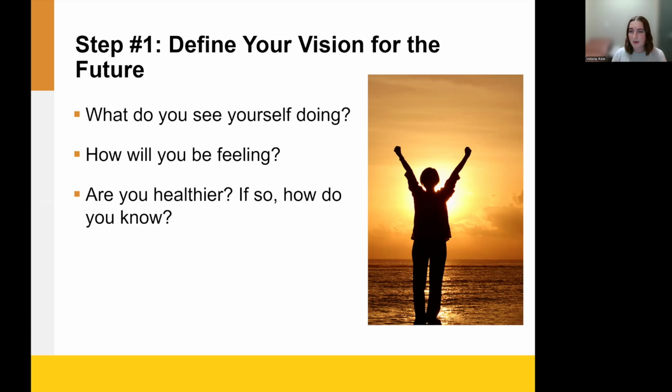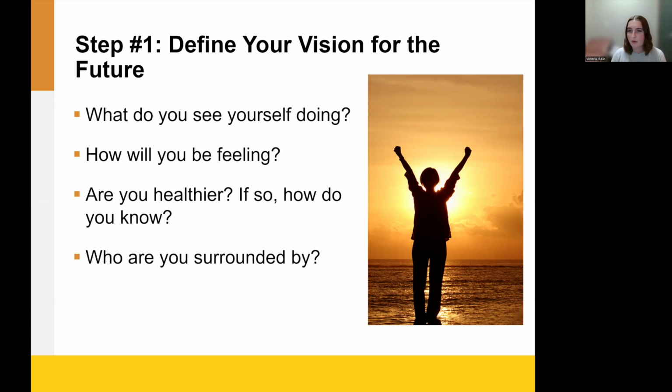Another common example I like to use of this, specifically in a cardiac population, is you may be able to go up and down the stairs without becoming as short of breath, or you're able to do your everyday activities and it doesn't feel as taxing to your body. So again, I just want you to think, are you healthier and how do we know that? Because being healthy does not look one way.